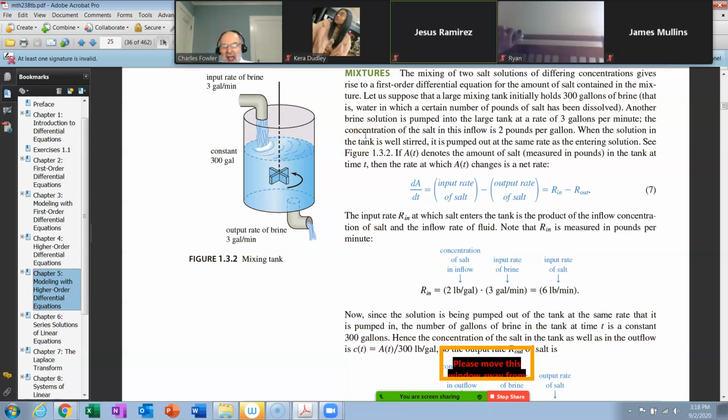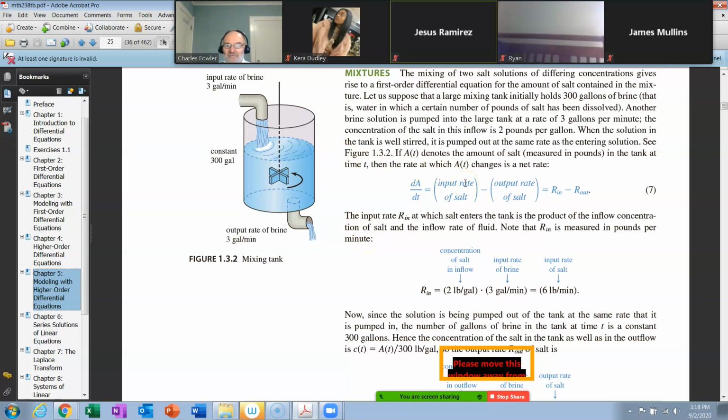And these models can get slightly more complicated. So the change of the amount of, say, salt in this brine solution, dA/dt, how much the salt is changing in the tank, is equal to the input rate of salt, which is coming in here, minus the output rate of salt, which is coming out. So that's the amount of salt.